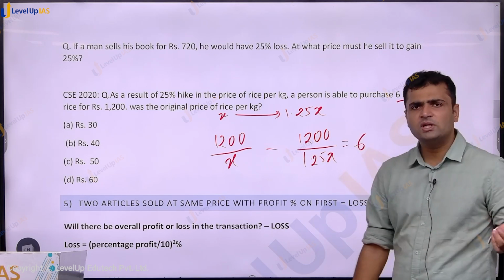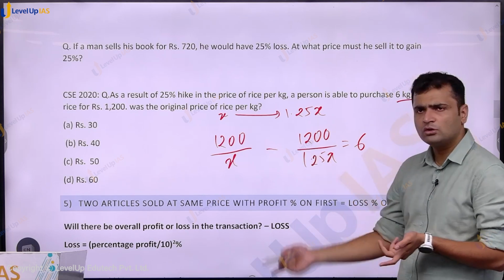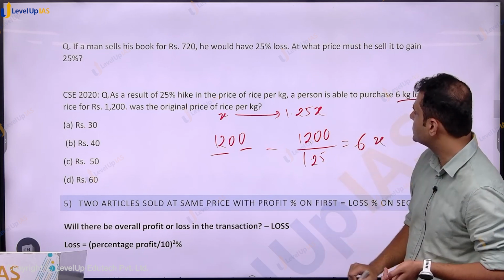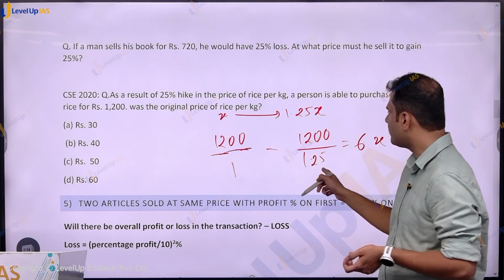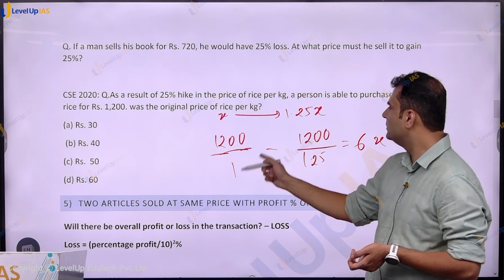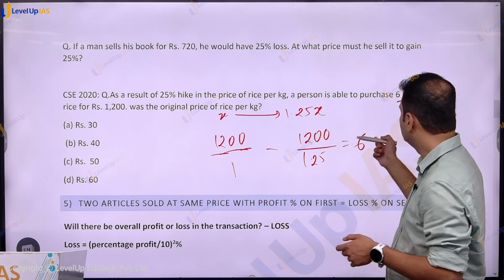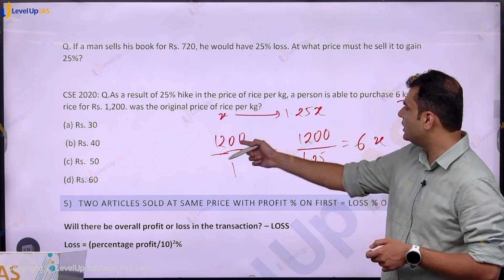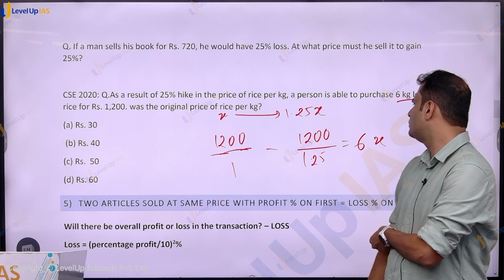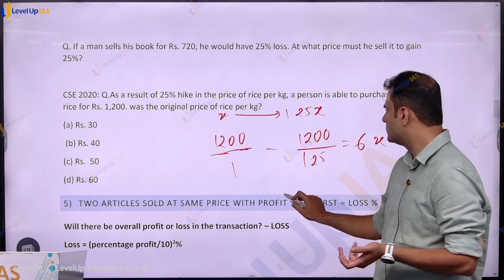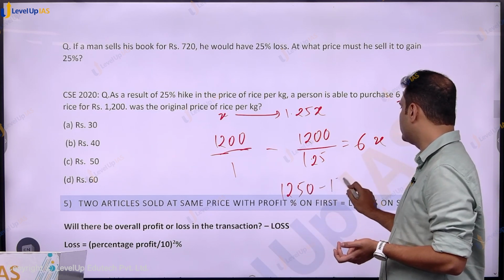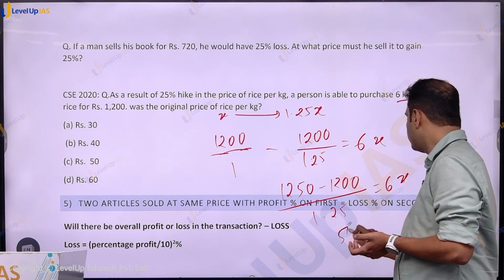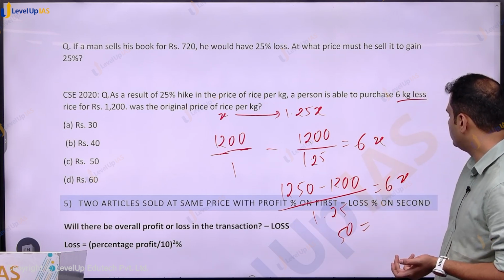So you take the X terms on one side and constants on the other side, and you will be able to solve. Take X from here to here, so it becomes 6X. You just have to subtract: 1.25 into this minus 1200 divided by 1.25 is this much X. So 1.25 into 1200 is how much? 125 into 12. That would be 125 into 2 is 250, 250 into 6. So 1500 minus 1200 divided by 1.25 is equal to 6X. This is 50 is equal to 6X. 6 into 1.25 is how much?